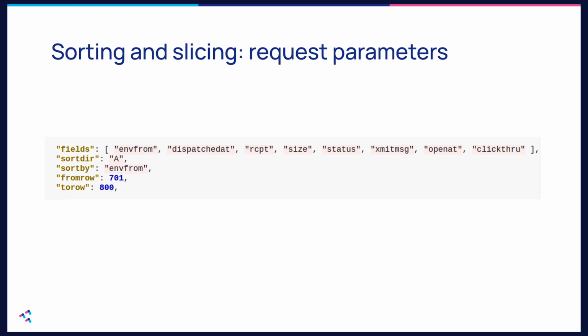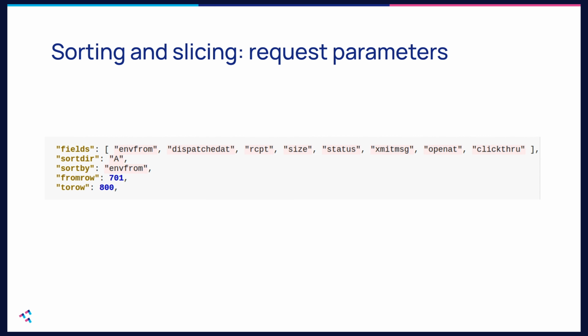The second is sort direction. Sort dir is sort direction. Dir here is not directory, it's direction. A means ascending, D means descending. So the sort dir parameter is specified as an input parameter, and it can have either the value A or D, nothing else. Sort by gives a field name.